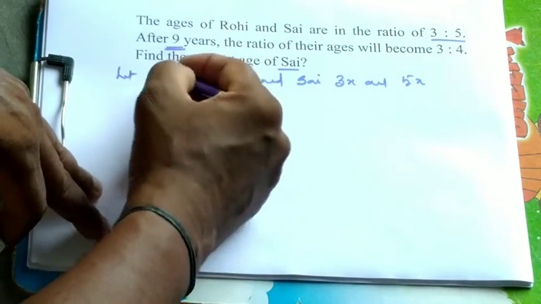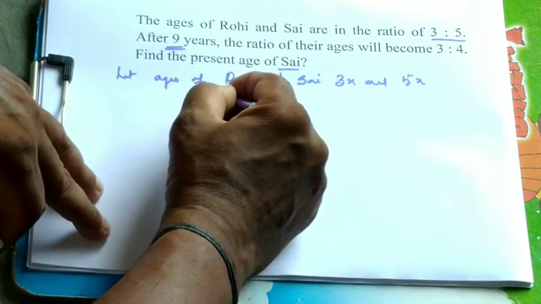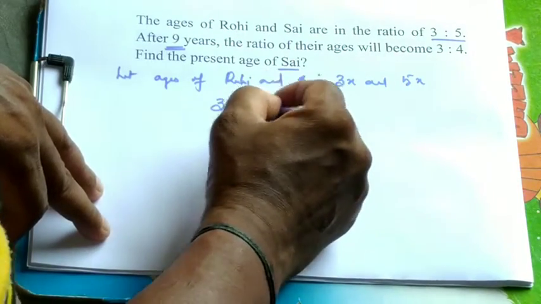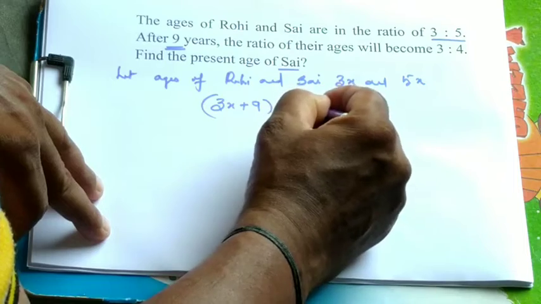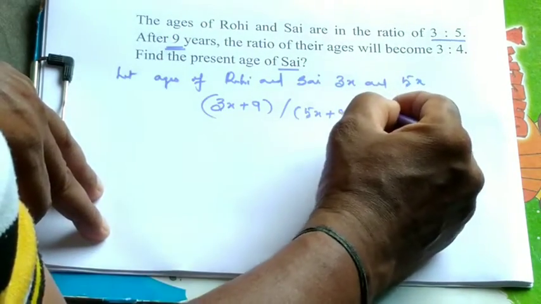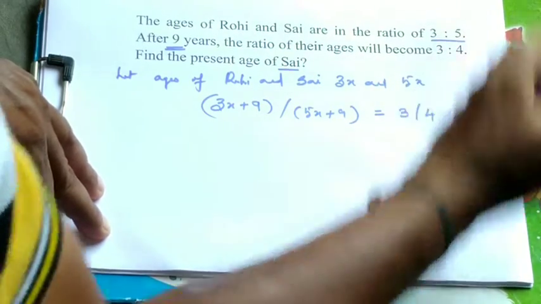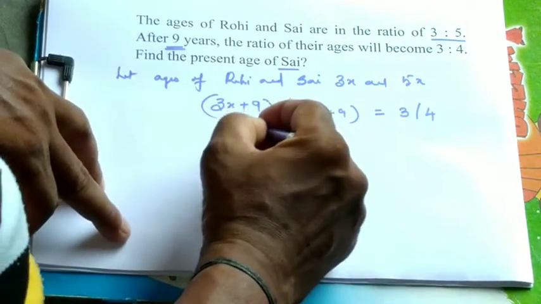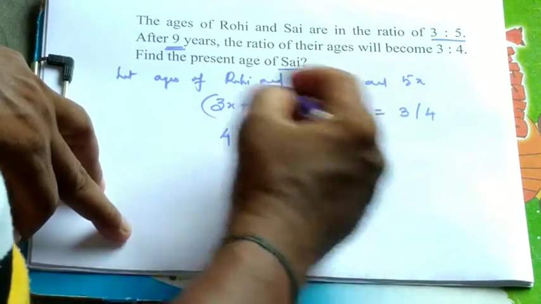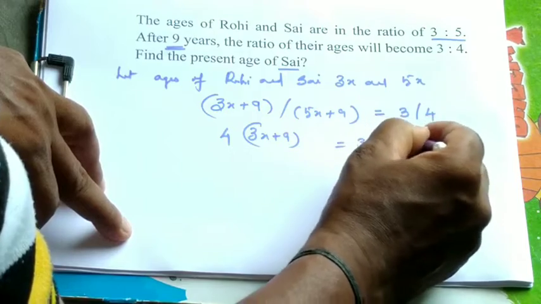After 9 years means we are going to add the value 9 to each. Here it becomes 3x plus 9, then 5x plus 9. After 9 years, the ratio becomes 3:4. Now we are going to cross multiply: 3x plus 9 into 4, then 3 into 5x plus 9.